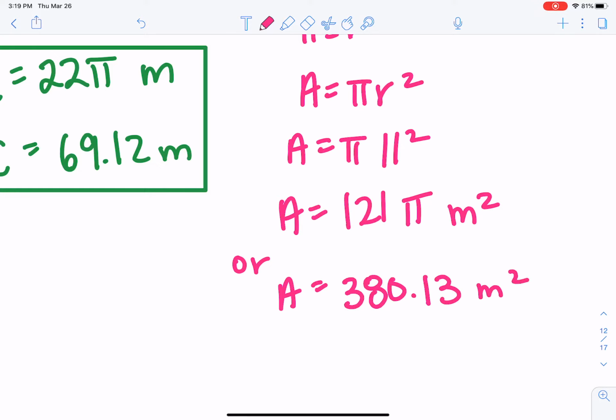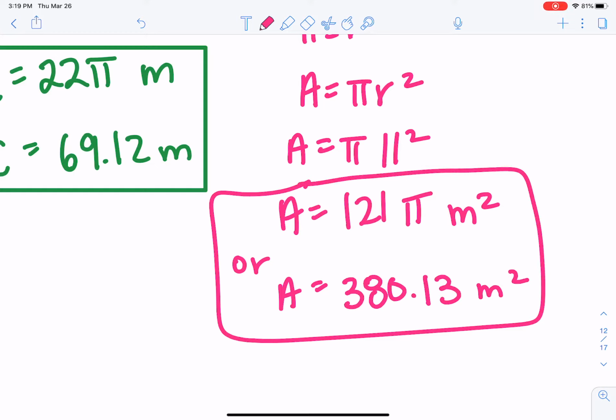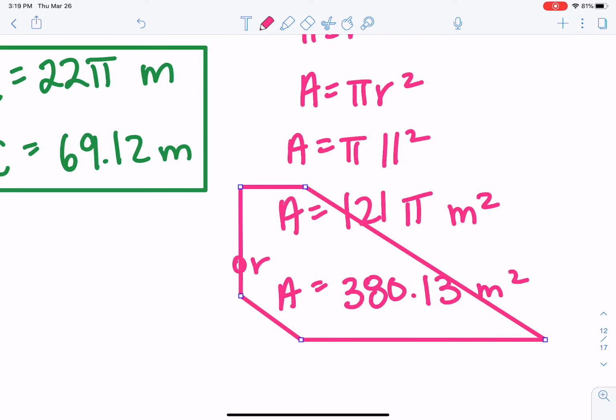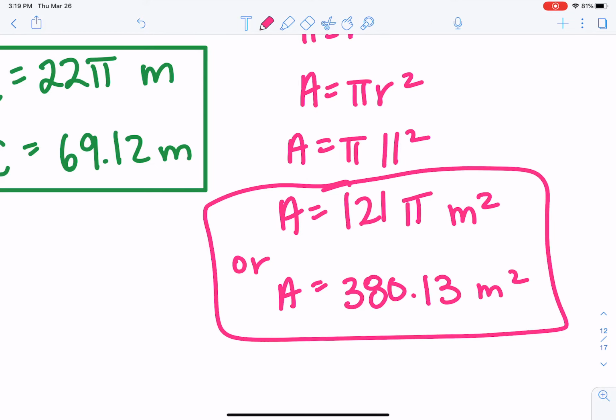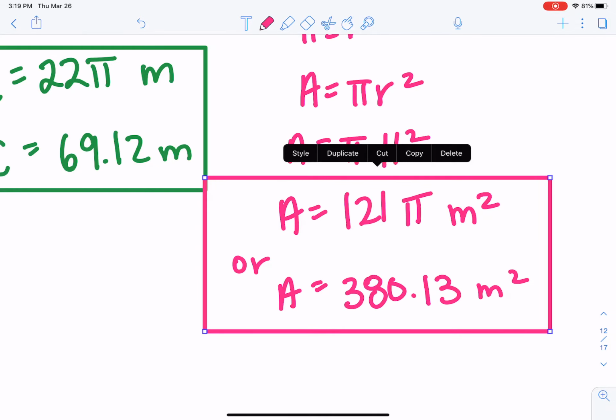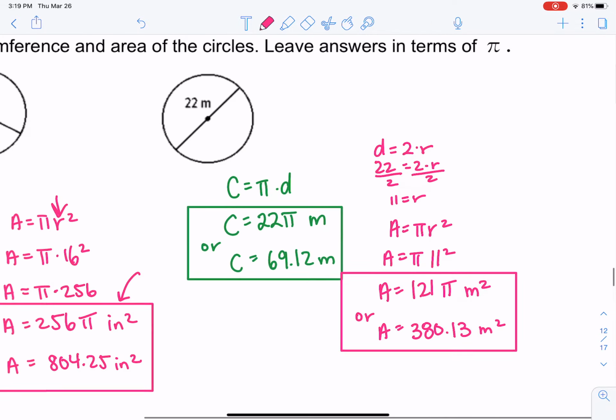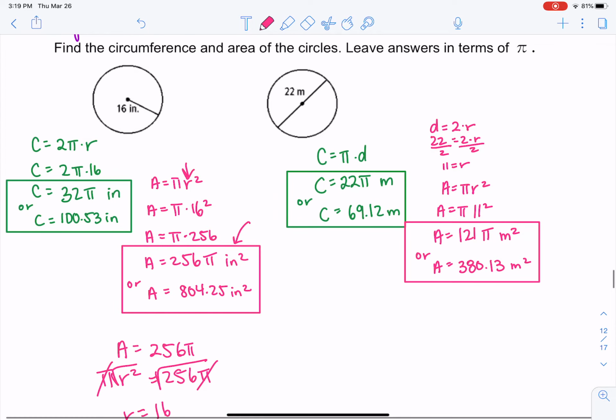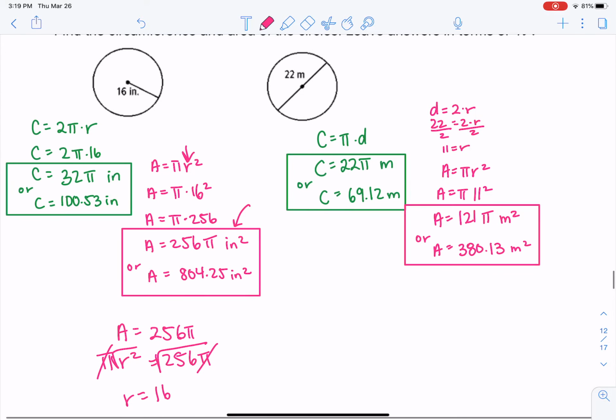380.13 meters squared. And again, they could ask you to go backwards as well, giving you the area or circumference and working backwards to get the radius or diameter. So that's pretty much it on circles.